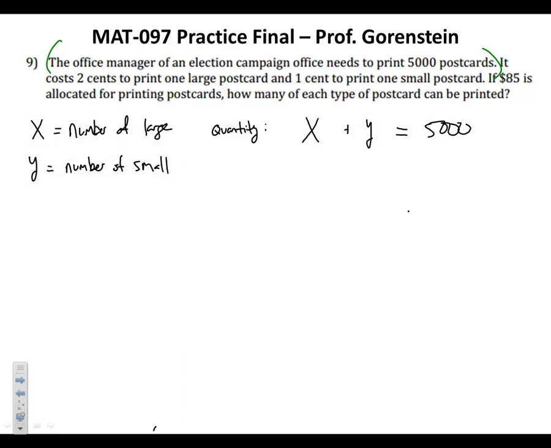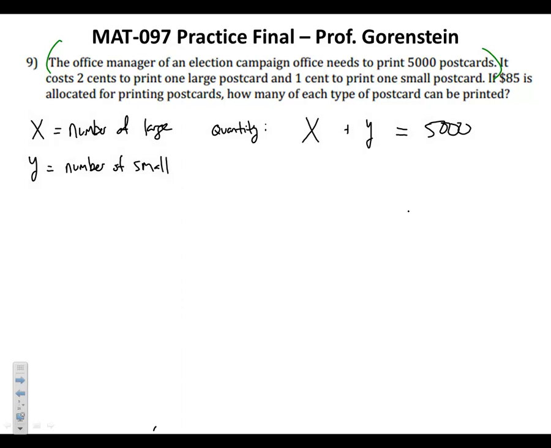Now next, it costs 2 cents to print one large postcard and 1 cent to print one small postcard. If $85 is allotted in total, how many of each type could be printed? So we have a total of $85. Some of that money is being spent on the large ones, some of that money is being spent on the small ones. So the cost of the large postcards plus the cost of the small postcards should equal 85.